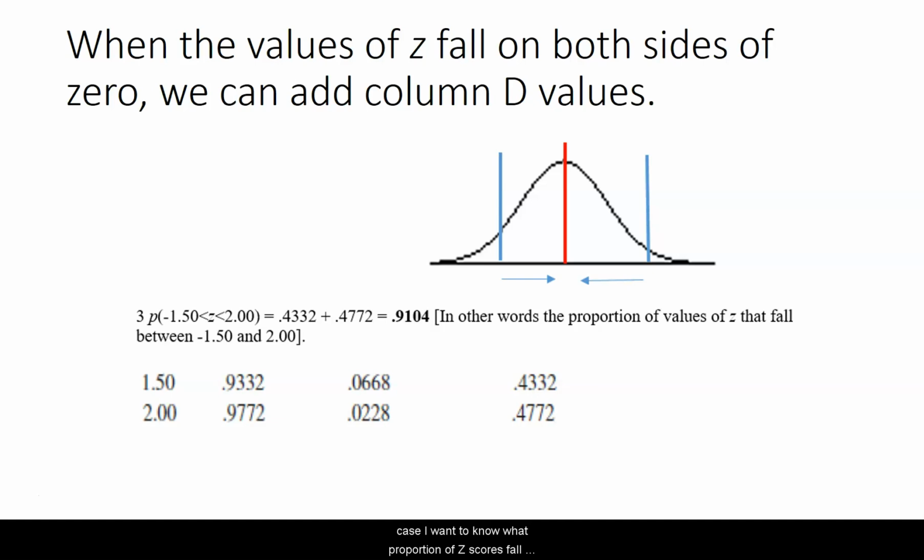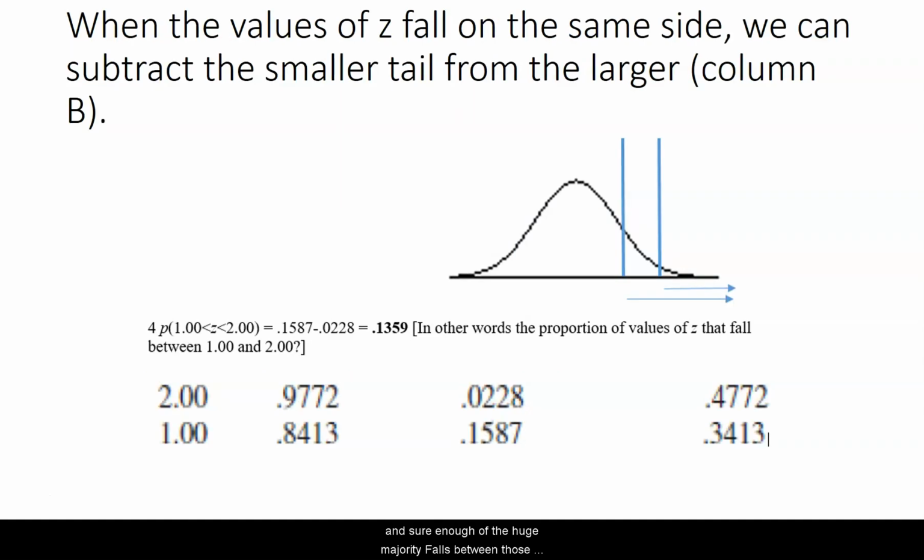Next problem. When the values of z fall on both sides of 0, we can add the column D values. So in this case, I want to know what proportion of z-scores fall between negative 1.5 and 2. And I'm able to just add the guts, if you will. Those are column Ds. There's no problem at all. That one's kind of an easy one. It's easy to conceive of it that way.